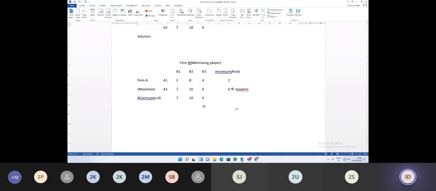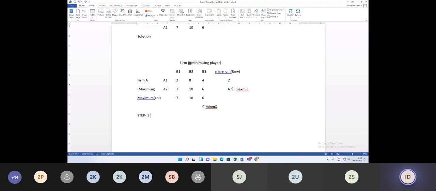Now, what is this strategy? What is the name of this strategy? Minimax. Exactly, minimax is the strategy. Now, shall I write the steps here? If you require, I'll write down the steps. Step number one.